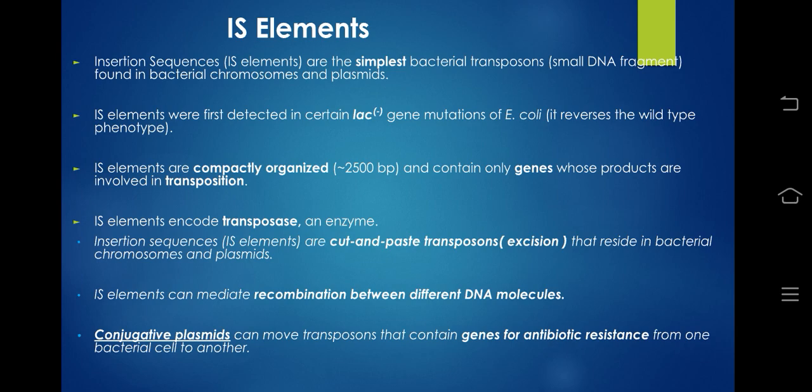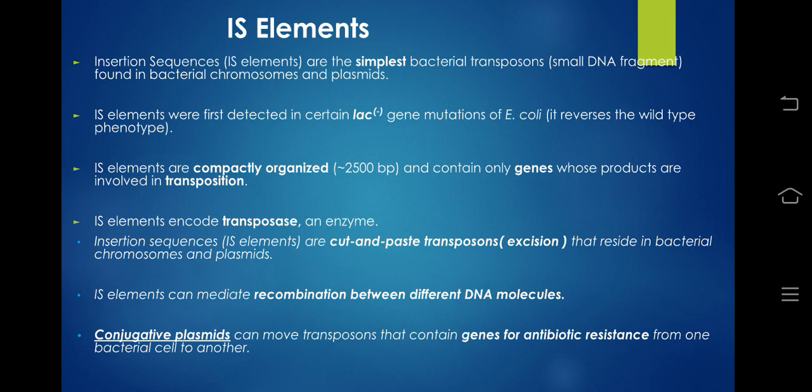Insertion sequence or IS elements are the simplest bacterial transposons, the smallest DNA fragments found in bacterial chromosomes and plasmids. IS elements were first detected in certain lac negative gene mutations of E. coli. It reversed the wild type phenotype.